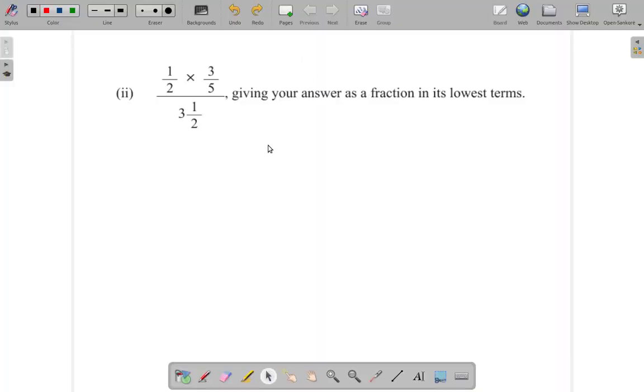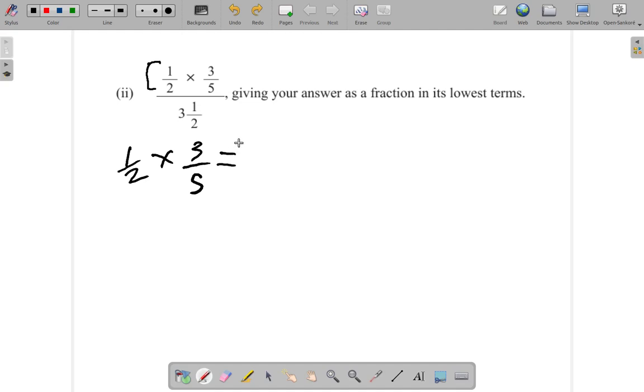Let's look at part 2 of question 1a. It says half times 3/5 divided by 3 1/2. Now let's concentrate on what is up here first. You have a half multiplied by 3/5. Alright?